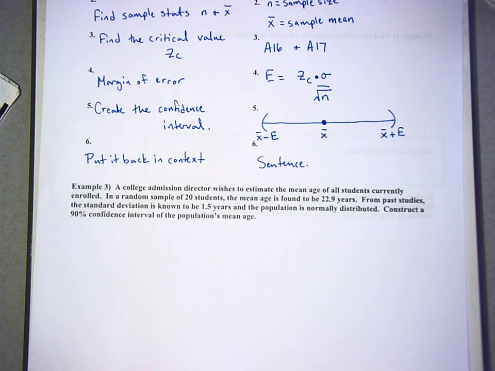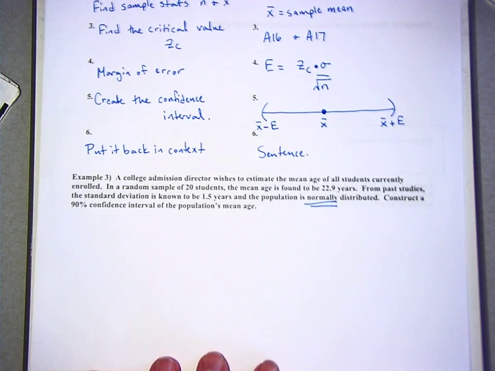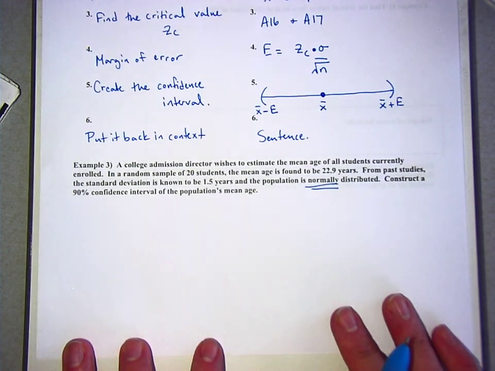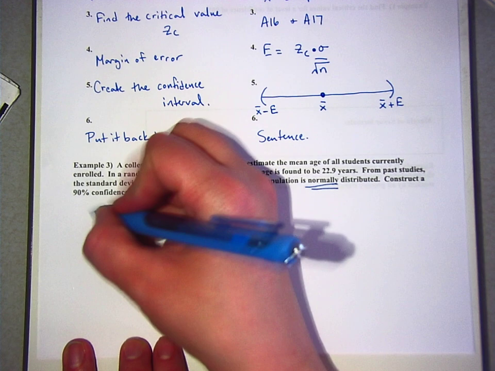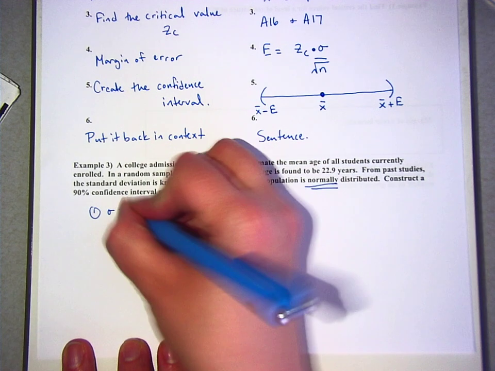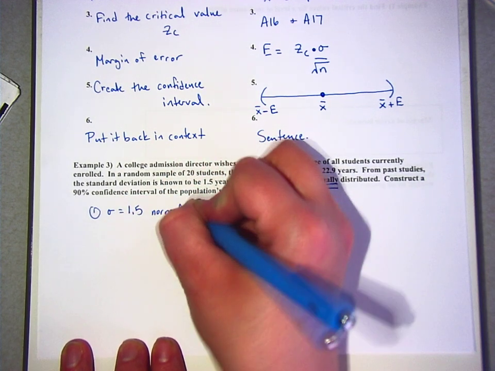A college admission director wishes to estimate the mean age of all students currently enrolled. In a random sample of 20 students, the mean age is found to be 22.9 years. From past studies, the standard deviation is known to be 1.5 years, and the population is normally distributed. Construct a 90% confidence interval of the population's mean age. Okay. Step 1. Sigma is 1.5, says in the problem, and it's normal. Check.